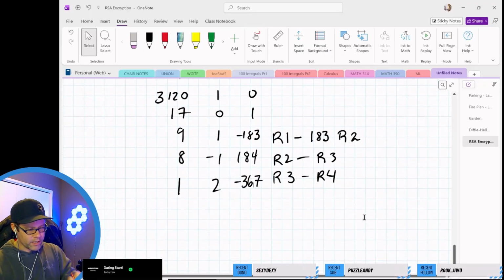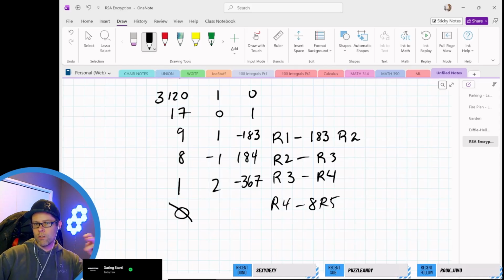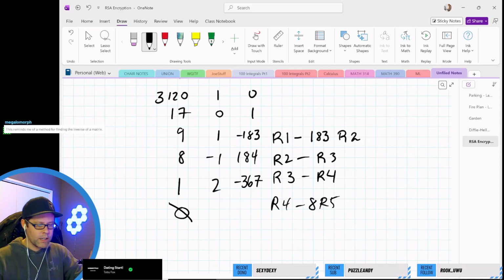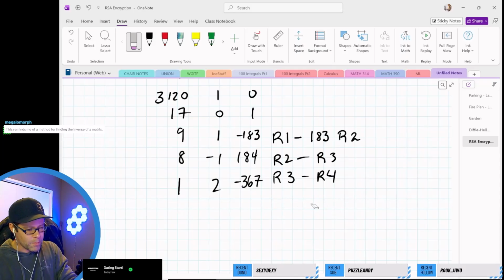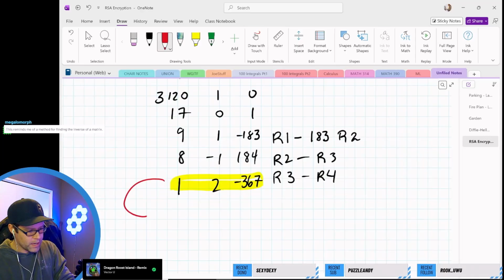Now, obviously, if we were to continue this one more round, we'd have row 4 minus 8 times row 5. That's going to give us the 0 here that we would need to finish off the Euclidean algorithm. So we're going to stop here. And the information that we need is sitting right in this row. So what we get from this is that 1 is equivalent to 2 copies of 3,120 and subtract 367 copies of 17.